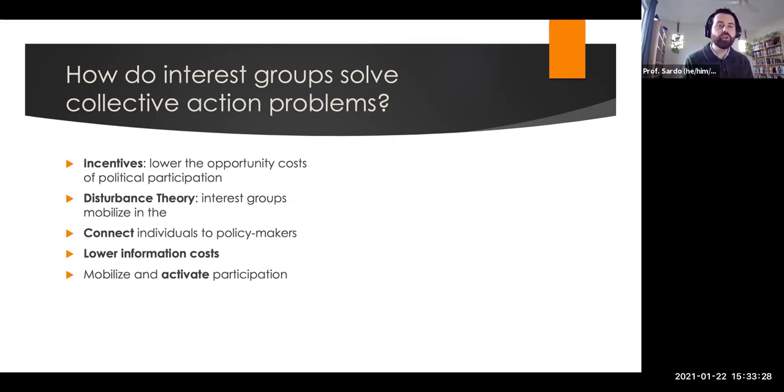Or you don't have to call your senators. If you join our organization, we'll lobby your senators on your behalf. And we'll say, look, on behalf of our 300,000 members around the country, we think you should do this, rather than all 300,000 of them individually calling their senators or representatives.